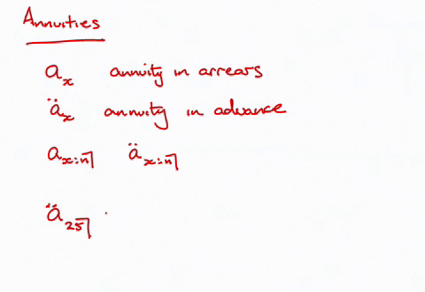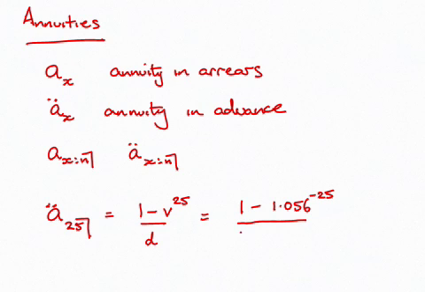To calculate this then, if we look at our tables, we will see that this is calculated as 1 minus our discount factor to the power 25 divided by our discount rate, and we've been given that our interest is 5.6%, so in this case 1 minus 1.056 to the minus 25 divided by d, and d is 1 minus v, so that's 1 minus 1.056 to the minus 1. And if we do the calculation, we come out with 14.028.